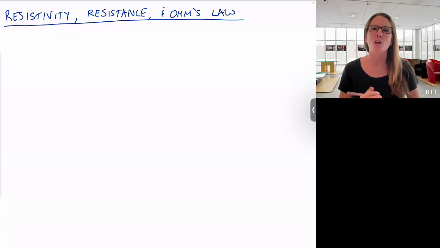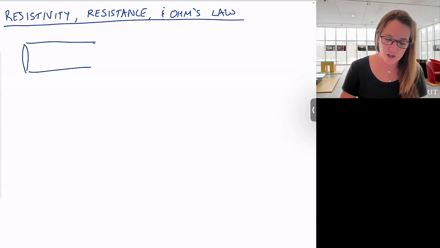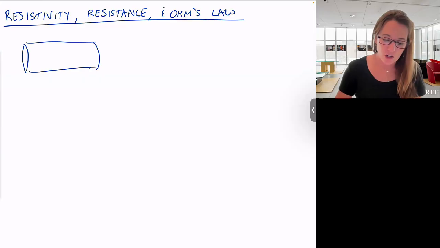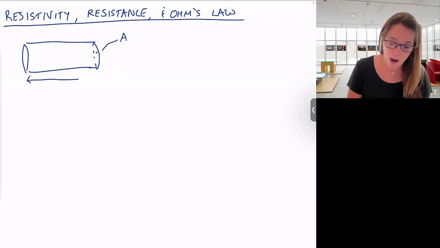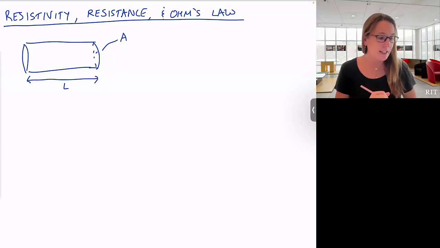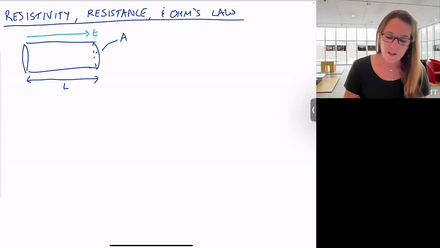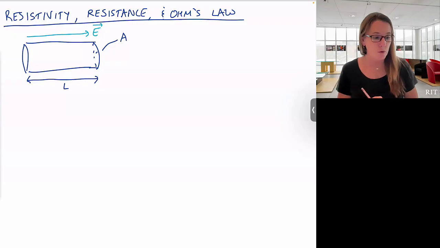Ohm's law. So let's start by imagining that we have our path, our conductor, a little bit of wire through which we want to have our current flow. So we have some cross-sectional area A of this bit of wire, and we have some length L, and we're going to be applying an electric field E that's going to then cause our charge flow.